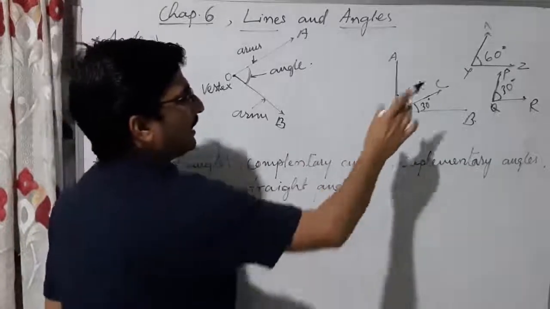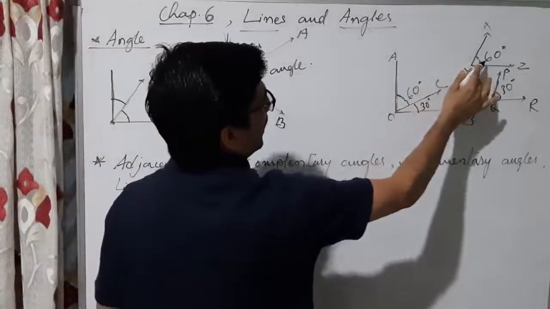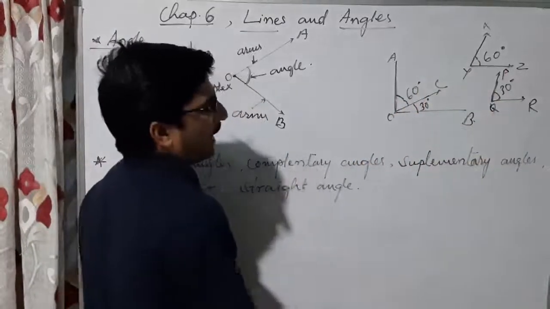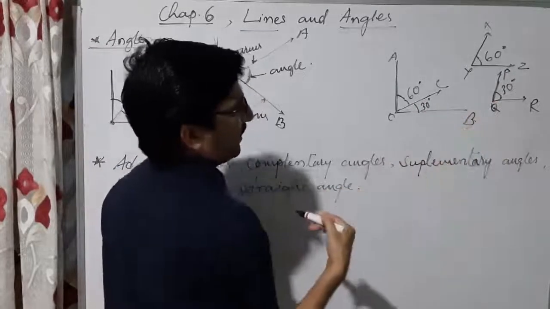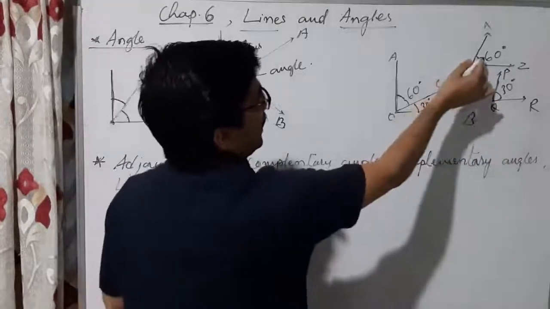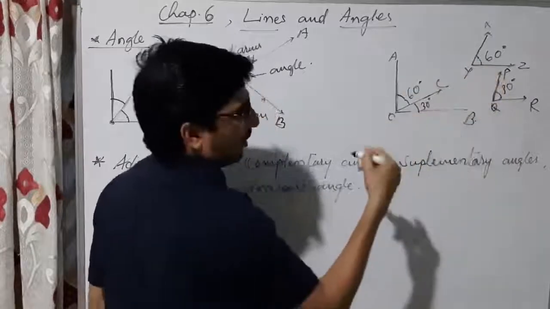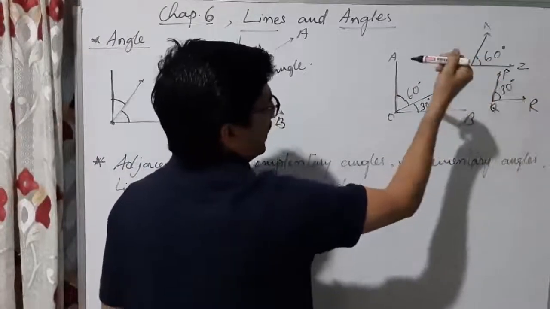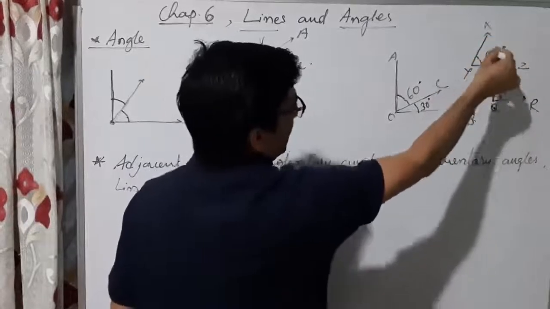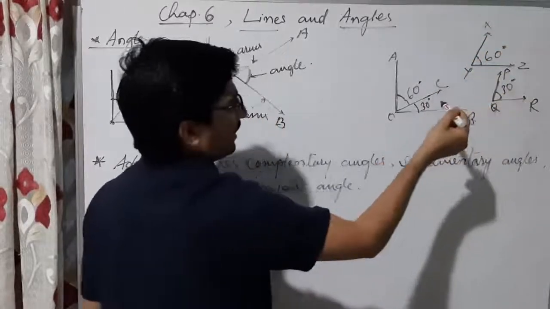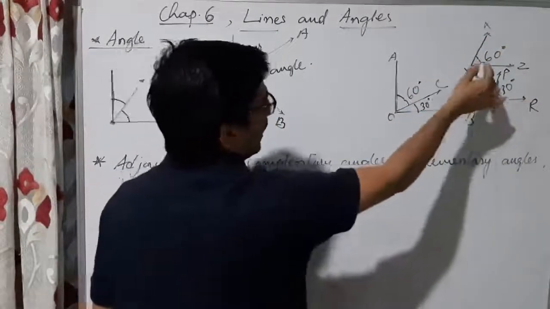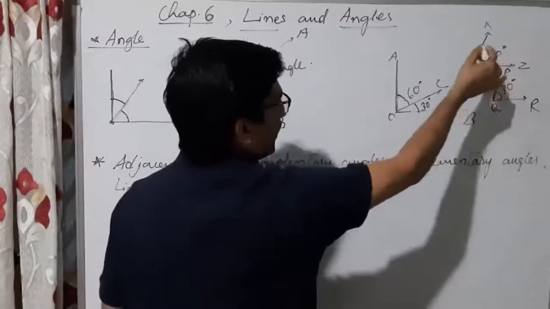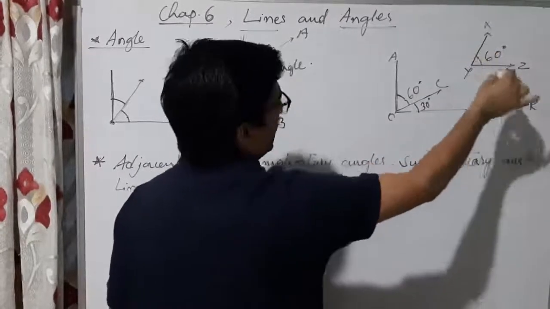But in this case, suppose this 60 degree angle is with you, and this 30 degree angle is with me. Now they are not adjacent angles at all. They are different angles, but their sum is 90 degrees. That's why they are still complementary angles.